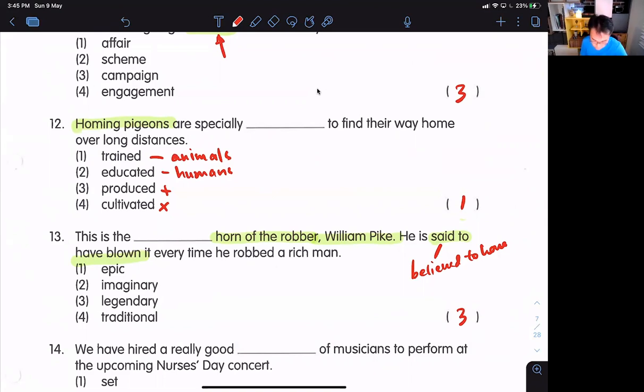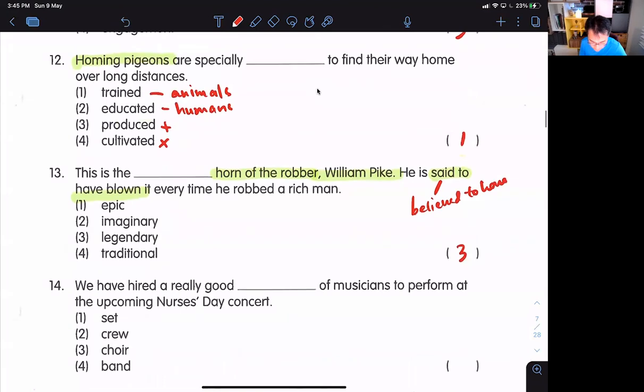Okay, so that's legendary. It can't be imaginary because it's an actual horn. It's not traditional because it's not something that's passed down and done again and again. And of course, epic means very exciting, so that doesn't really apply in this case.